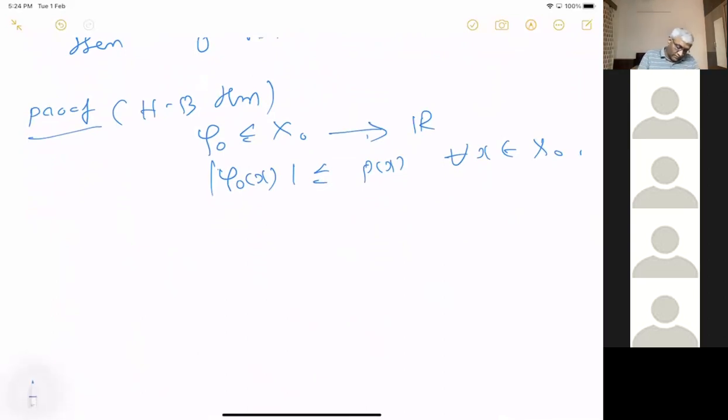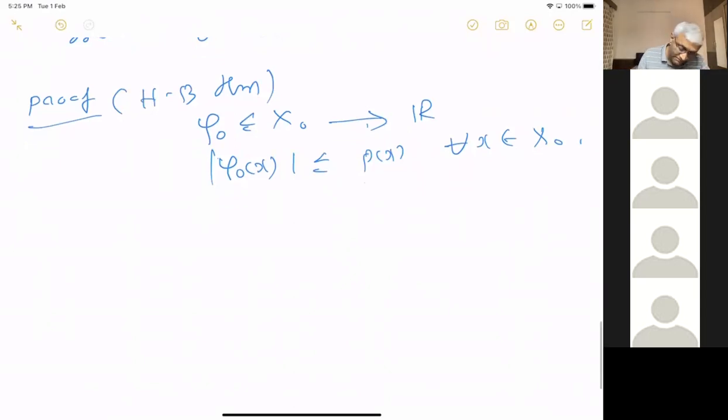So we want to have a partially ordered set. Then we will consider a chain, and we will prove that every chain has an upper bound. Once we prove that, Zorn's lemma ensures that we have a maximal element, and we will prove that this maximal element is actually equal to the whole space X. That's what we want to do.